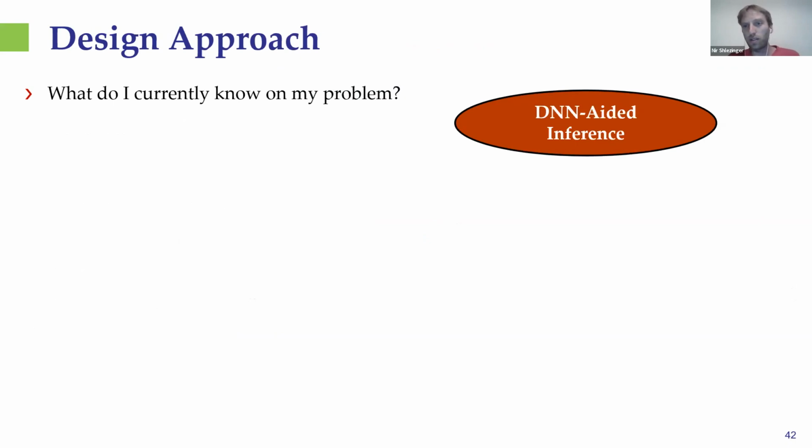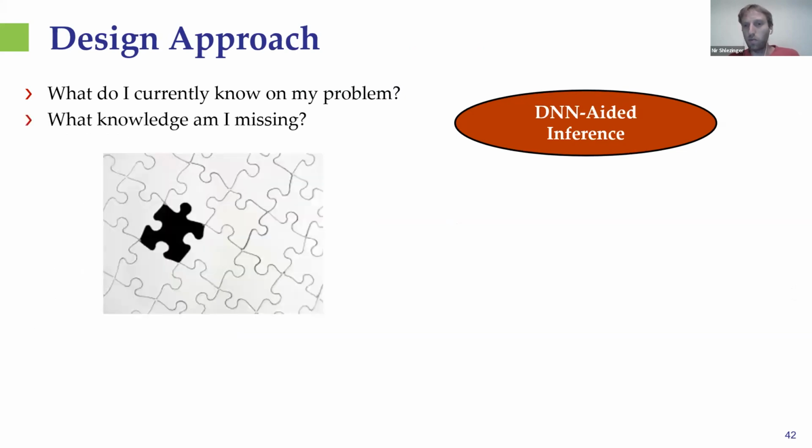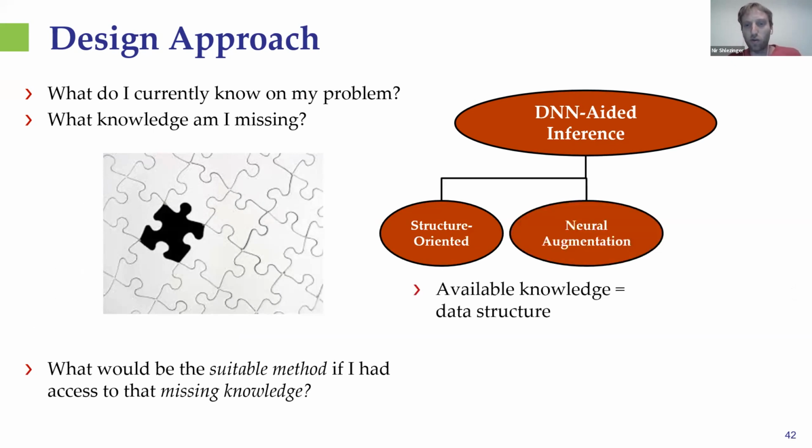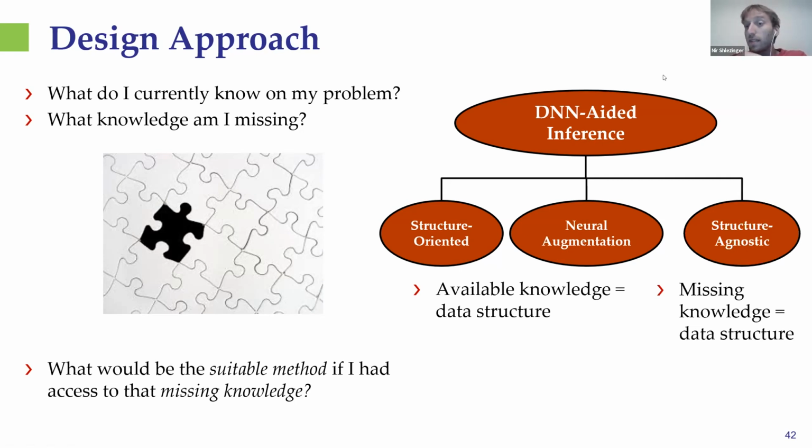So in order to understand what the different families to implement that are, it all depends on what you know of your problem. Like, what is the missing piece of the puzzle that you do not know, and if you had known, how would you have solved the problem? That allows you to divide into what we call structure-oriented and neural augmentation, where the available knowledge you have is the structure of your data. So you have algorithms which are suitable for this specific structure, but you still need to account for model mismatches and parameters which you don't know. And the other approach is when you don't know your signal domain, you don't have a prior, you need to know a regularizer, and that goes to what we call structure-agnostic DNN-aided inference.